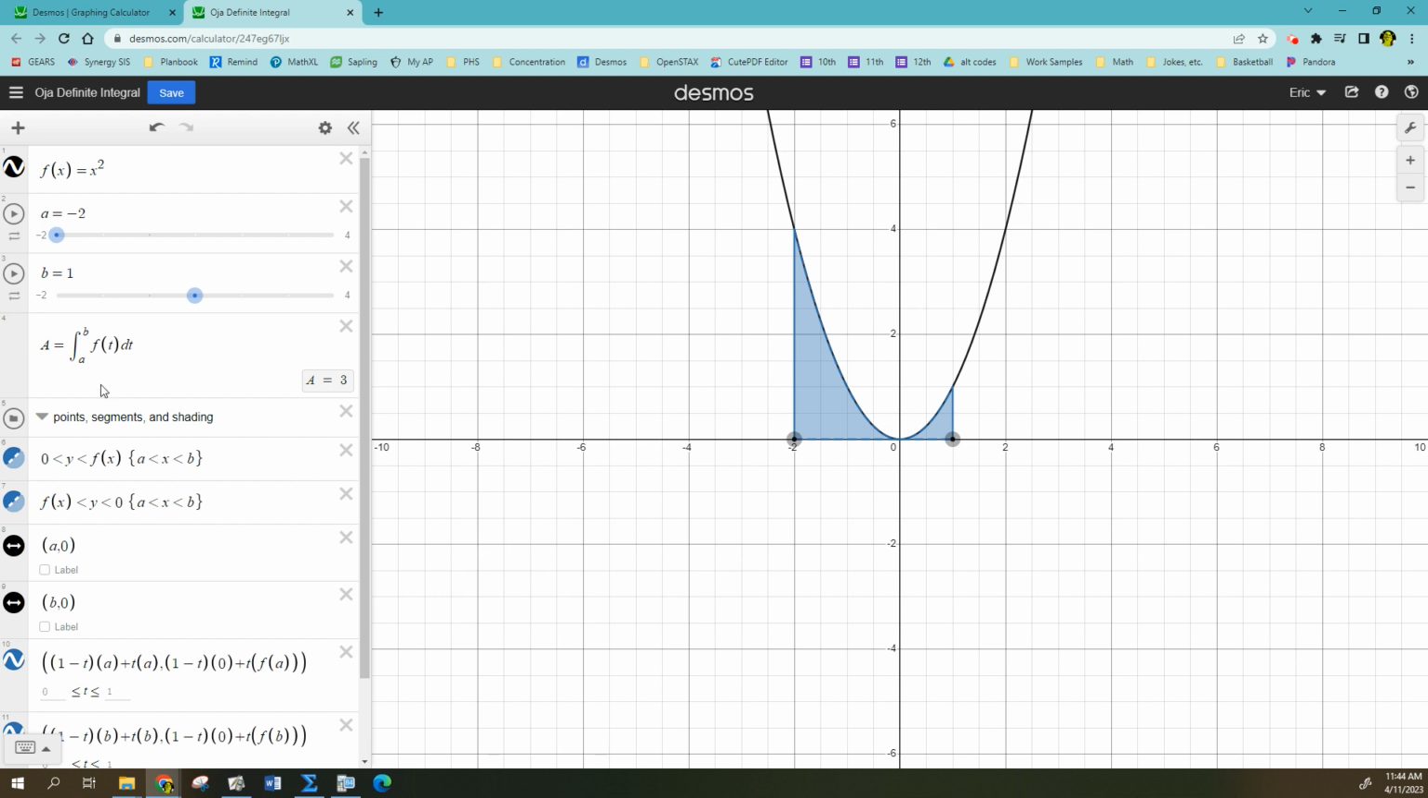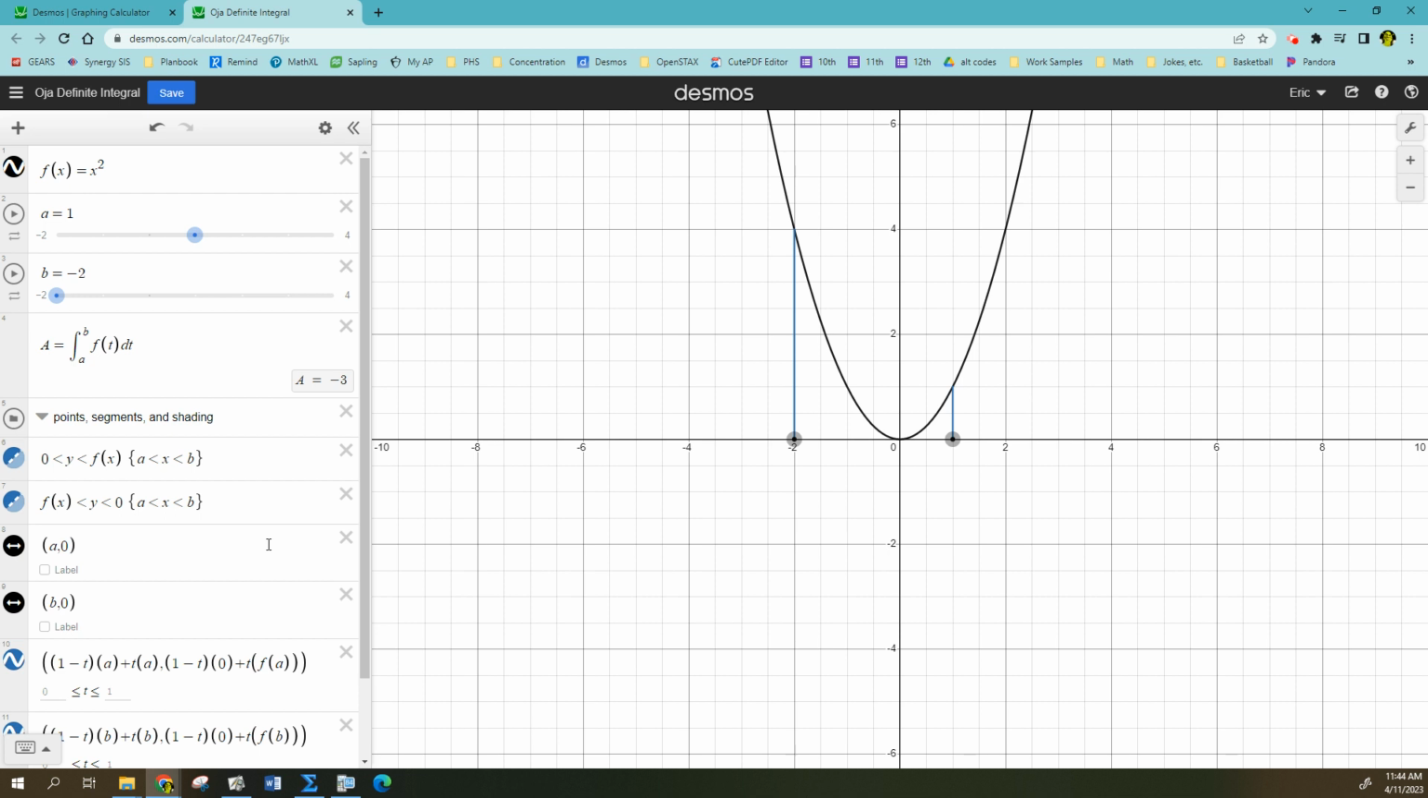Okay, what happens if I flip those limits of integration around? Instead of going from -2 to 1, let's go from 1 to -2. What happened? Now the area is negative because I added it up in the negative direction from right to left.